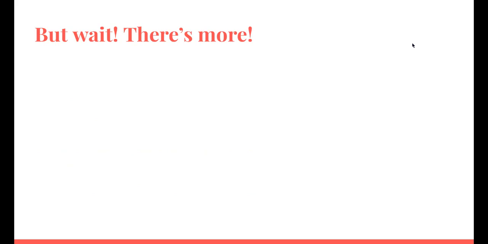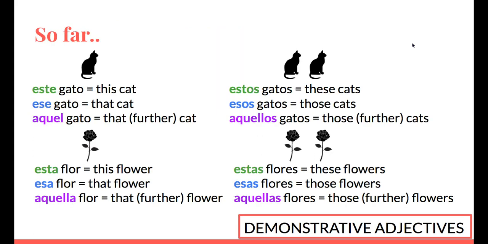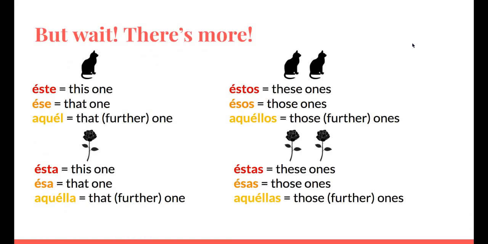But wait, there's more. There's always more. Check this out. Different colors, same pictures. The only thing that's changed, these ones, and then I add accents. Accents on the E. So I've got este, ese, aquel, estos, esos, aquellos, esta, esa, aquella, estas, esas, aquellas. All of these sound exactly the same as they did without the accents, but they mean something slightly different.